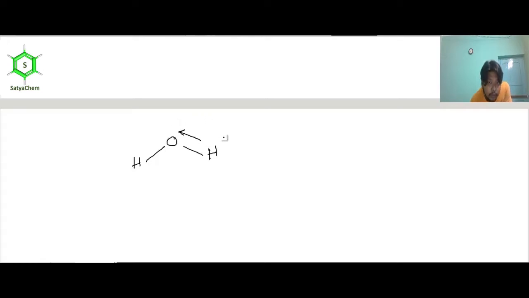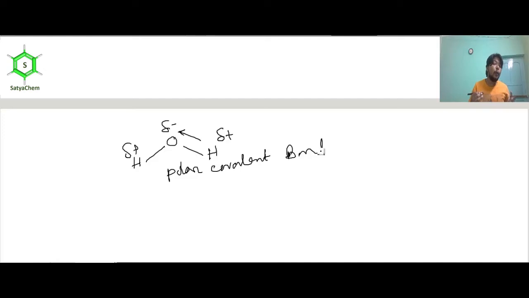So on hydrogen you can give a delta positive charge, a delta negative charge on oxygen, and a delta positive charge on the other hydrogen. Clear? And because there is a delta charge separation, we can say this HO bond is polar covalent. This is a polar covalent bond. Clear? So now I will introduce a new term given by chemists, that is oxidation state.